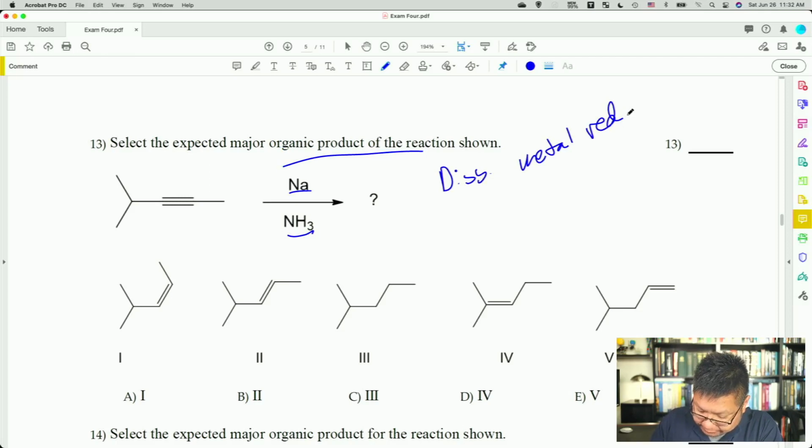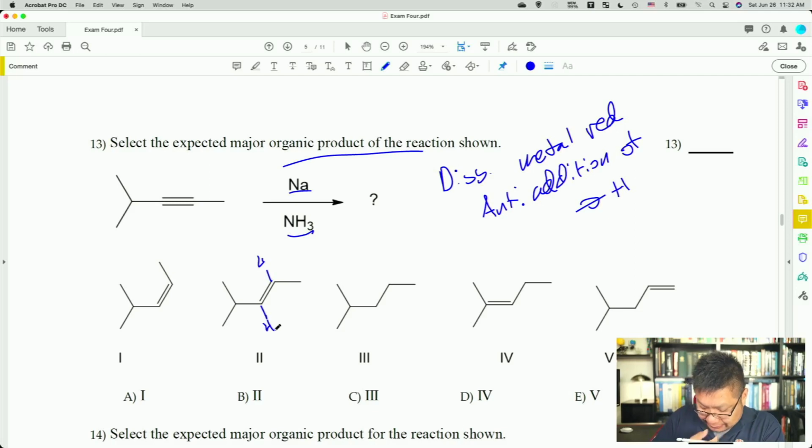And so this is going to be stereoselective for an anti-addition of the H. Right? Of the hydrogen atom. And so, in this case, if it's anti-addition, that means it's going to be trans. The only one that's got trans at the right double bond here is number 2. Okay?